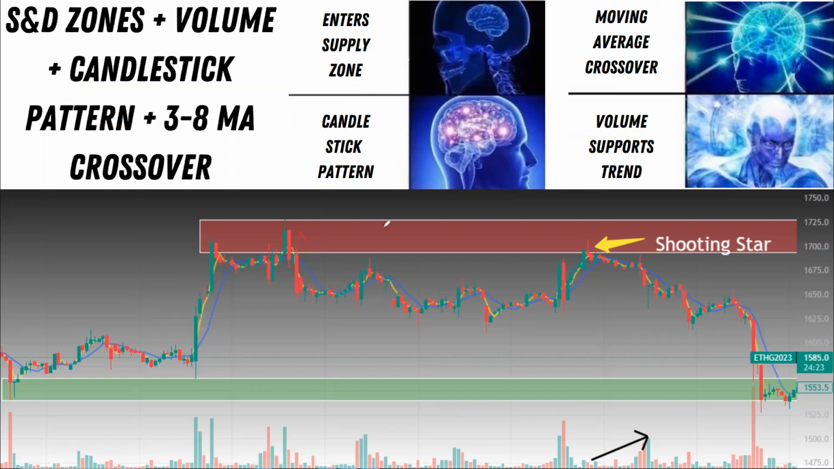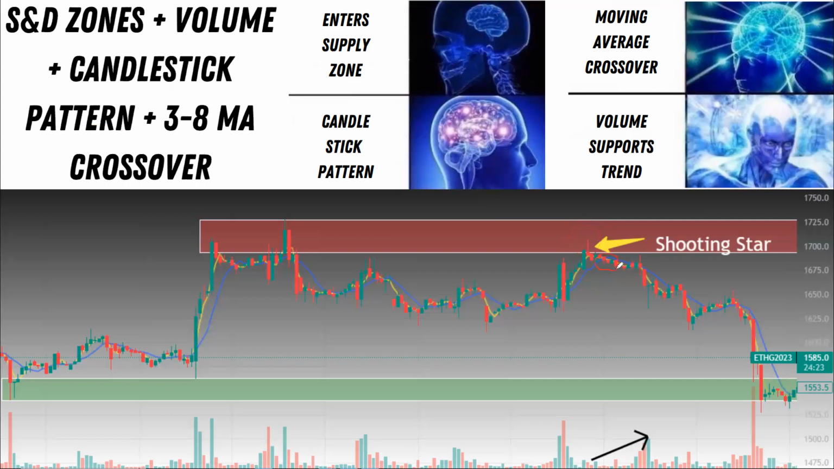So same thing, we have our supply zone up here. We get a bearish candlestick pattern right here. This is a shooting star. I've made a candlestick pattern video as well for bullish and bearish candlestick patterns. So first thing, we come into supply, we're looking at possibly taking a short position. Number 2, we see that we get a shooting star. This is a bearish candlestick pattern, reinforcing our belief that price is going to move downwards.